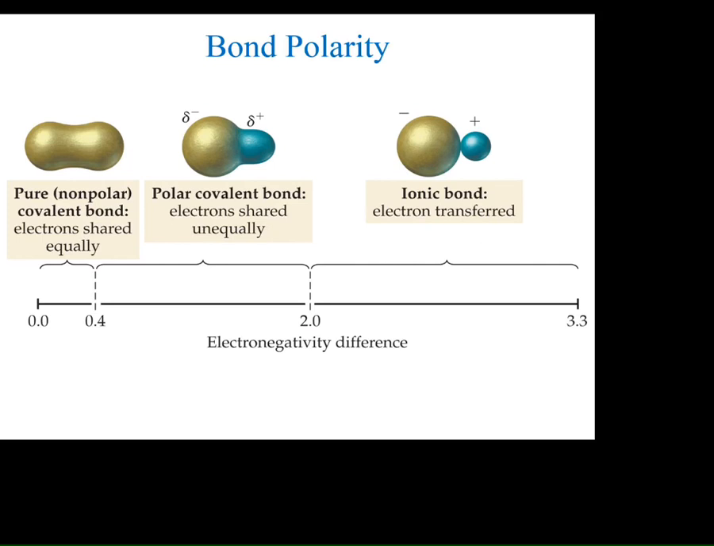If we are above 0.4, so like 0.5 up to about 2.0, now they're not sharing them equally. Now one atom is definitely pulling them a little more towards itself, and that's a polar bond. And then if we get above 2.0, well, now they're not even really sharing at all. One of them is totally dominating and just backhanding the other one. It's like, give me that electron. Just taking those electrons away. So that's an ionic bond. Now we've actually transferred it from one to the other.